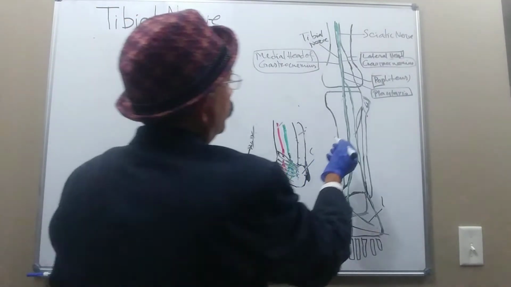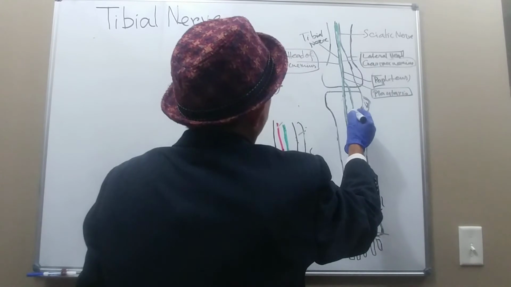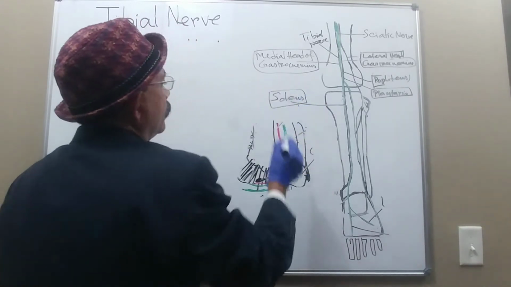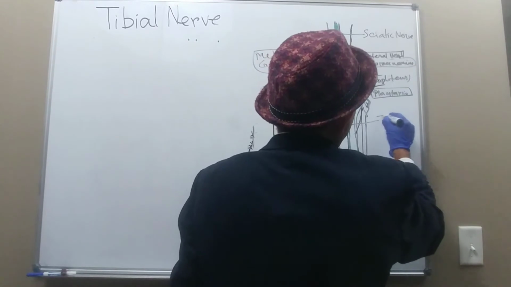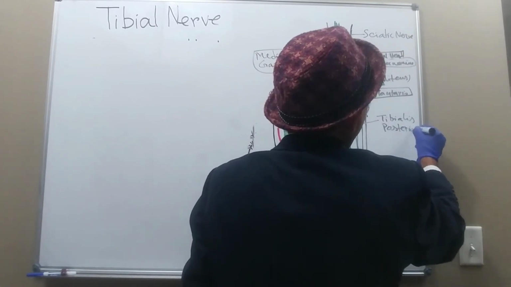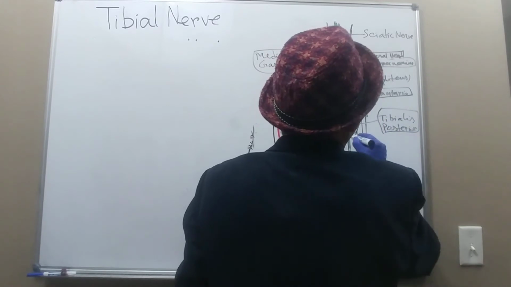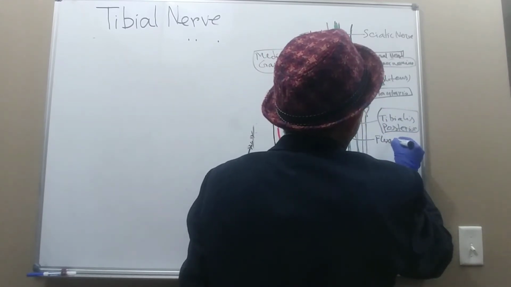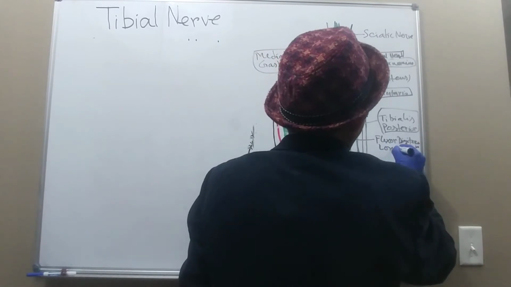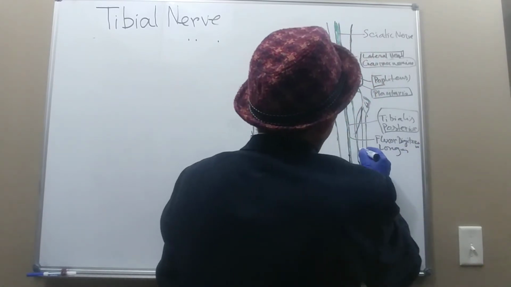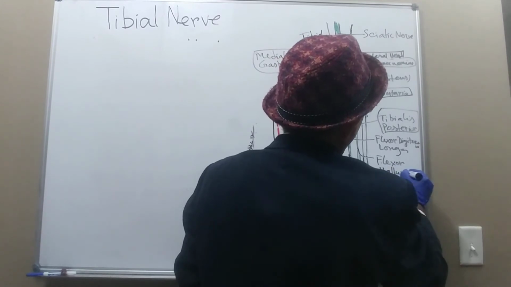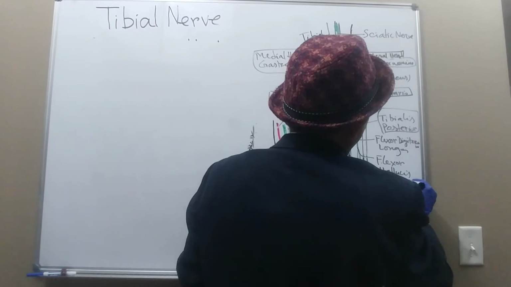Okay, it also innervates the soleus muscle. It innervates the tibialis posterior. It innervates the flexor digitorum longus, and certainly the flexor hallucis longus.